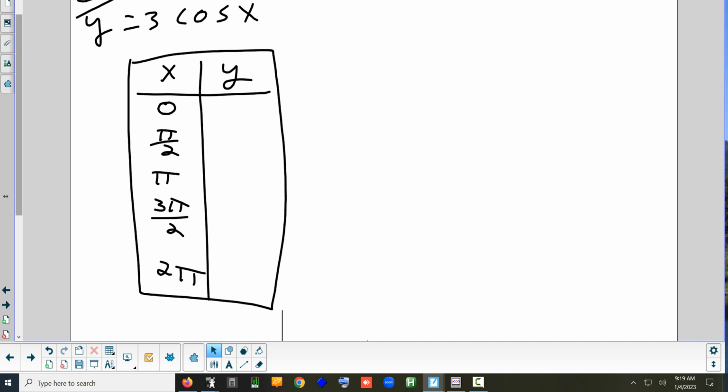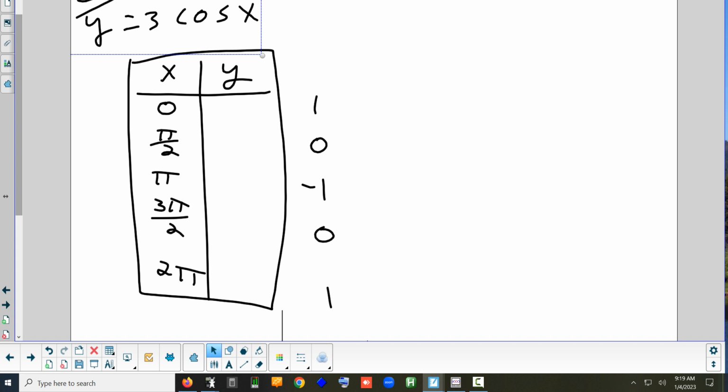Okay, I still need to do my y's, but before I put in the final answers, I'm going to put the original y's off to the side. Sam, what are my original y's for cosine? 1. Yep. 0. -1. 0. 1. Okay, so there's my original y's.